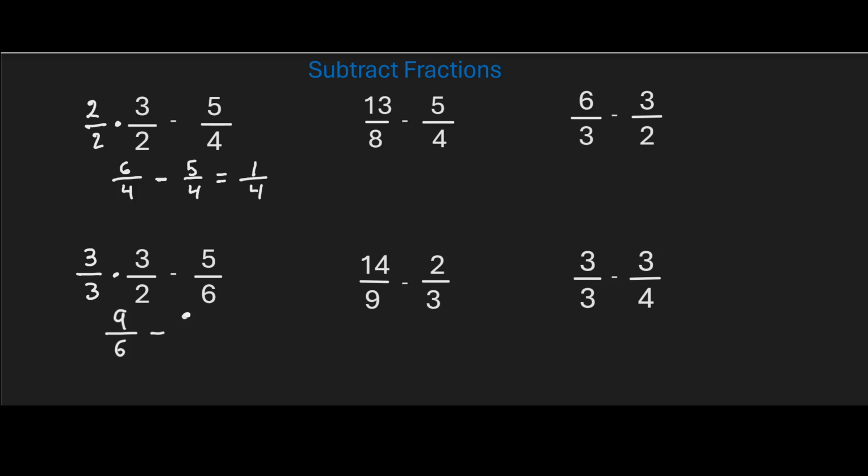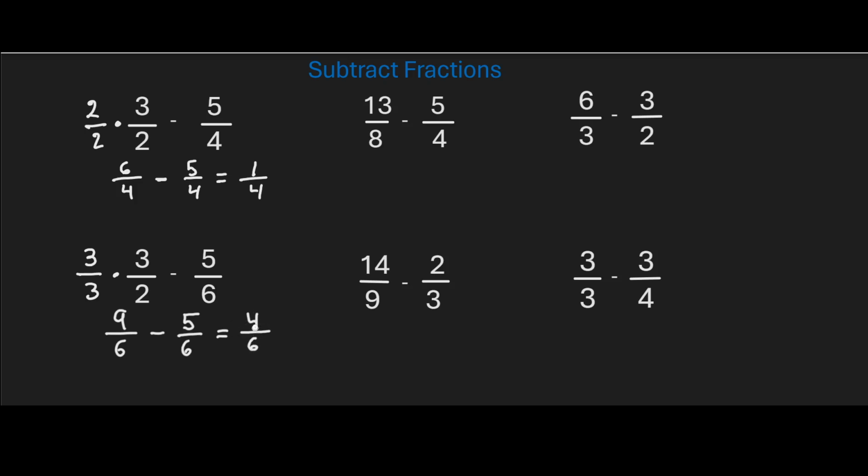Rewriting 5 over 6. Now that they have the same denominator, now we can subtract. So 9 minus 5, we're going to get 4 over 6. And this is the right answer, by the way, already.